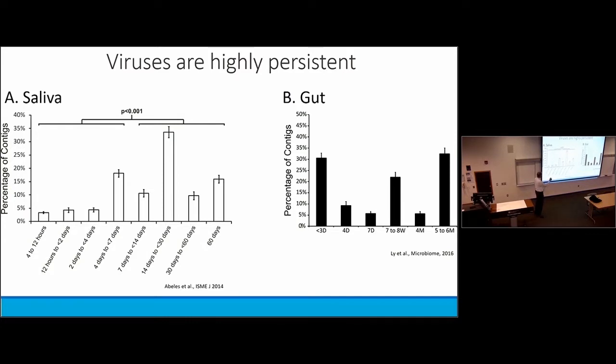So for example, here we're looking at viruses that are present greater than 7 days versus viruses that are relatively transient for just a few days. And we can see that there are significant differences. About 70% of these viruses we could find in your saliva at every single time point that we looked at.